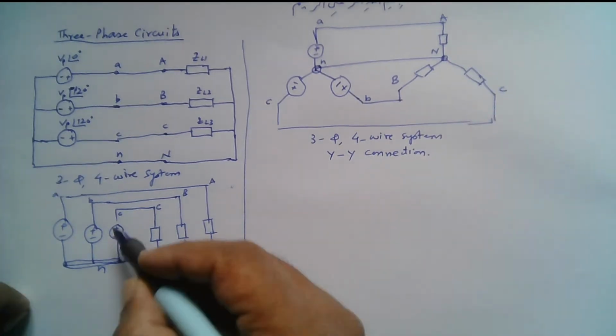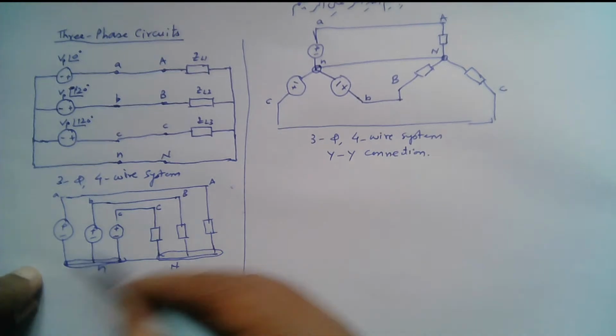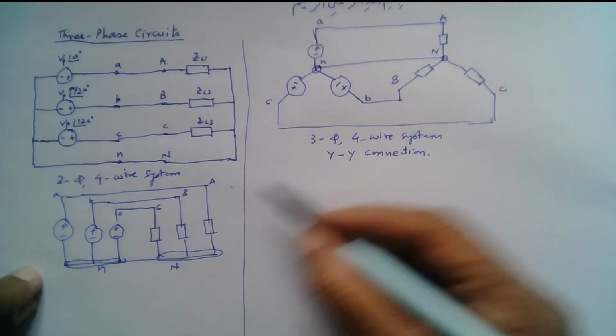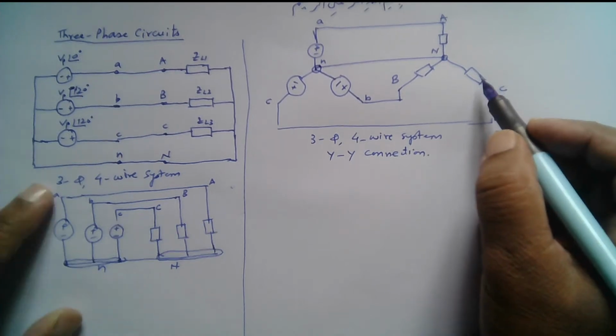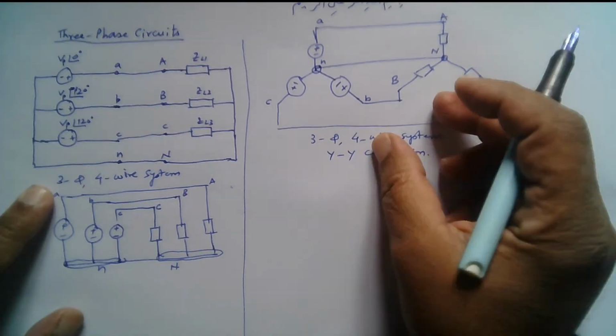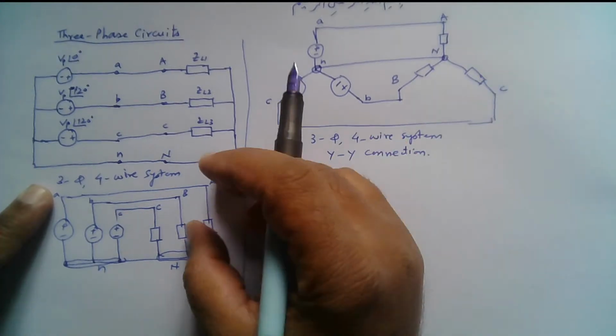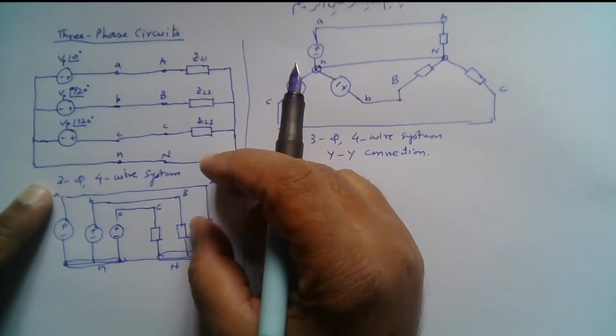So I have taken this and brought it here and then connected it with this impedance here, and this one impedance here. So in this way, I just wanted to let you know that the same circuit is drawn in different ways for the sake of convenience of synthesizing and solving the circuit.